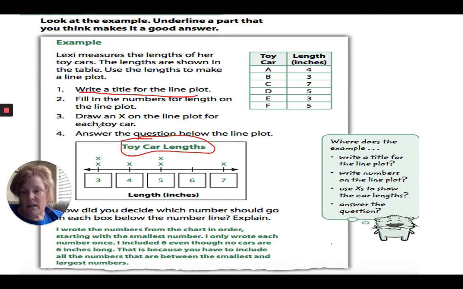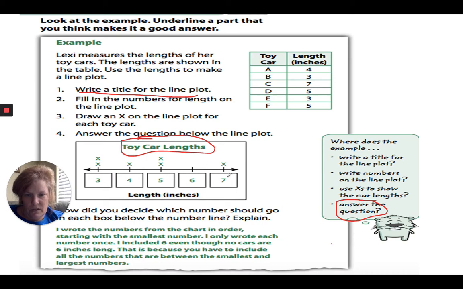All right. So anyway, where does the example write a title for the line plot? There it is. Right there we have. So this little guy is telling us all the things that we already know how to do. We know how to do all this, except for we haven't gotten to this one. Answer the question. How do you decide which number should go in the box below the number line? Explain.